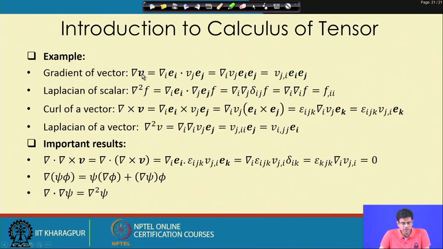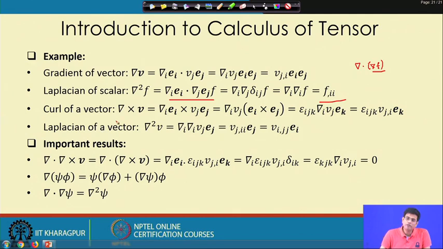So, the gradient of a vector is simple. We know that v_i e_i dot v_j e_j, and then v_j comma i is essentially what we have seen. Another important thing is the Laplacian. Laplacian is essentially del dot del. So, del dot del f, in this form I can write. The del f becomes a vector, and then it is again a dot product with that, so it becomes a scalar, right.